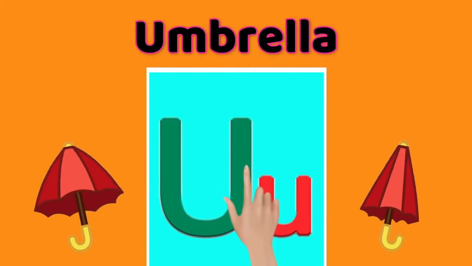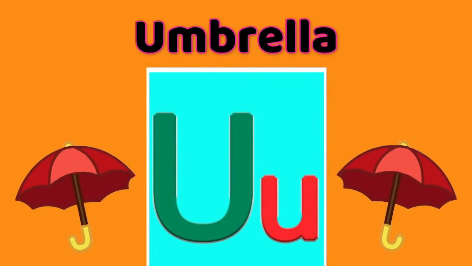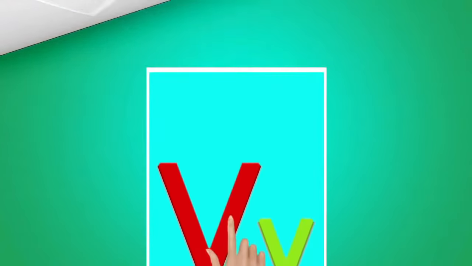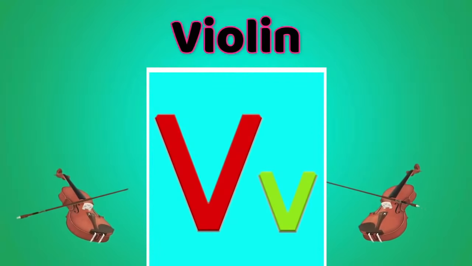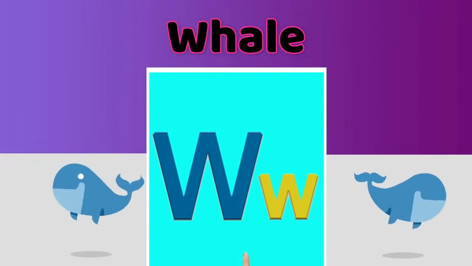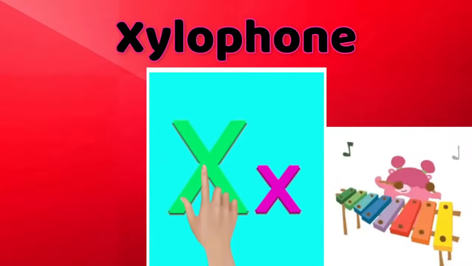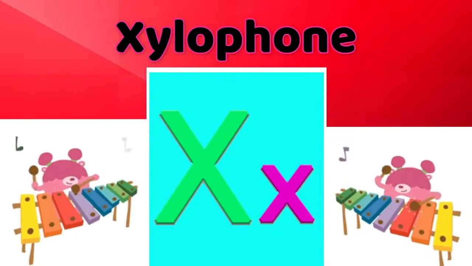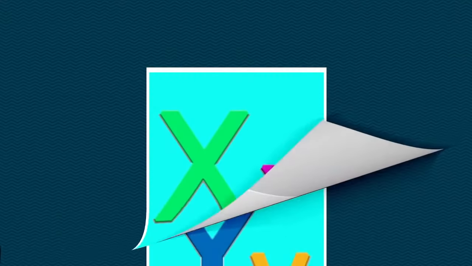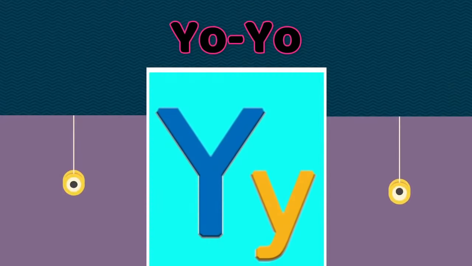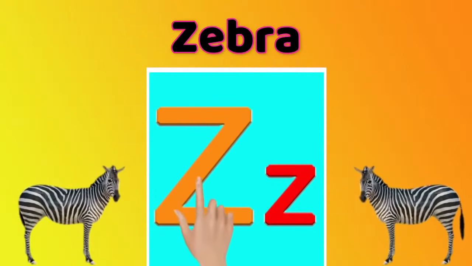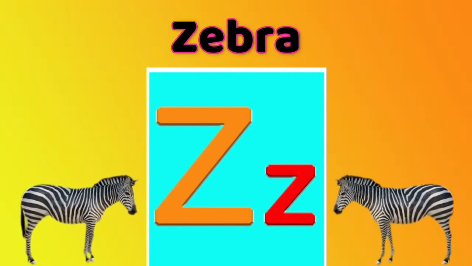U is for umbrella. U for umbrella. V is for violet. V, violet. W is for whale. W, whale. X is for xylophone. X, x, xylophone. Y is for yo-yo. Z is for zebra. U, V, W, X, Y, Z.